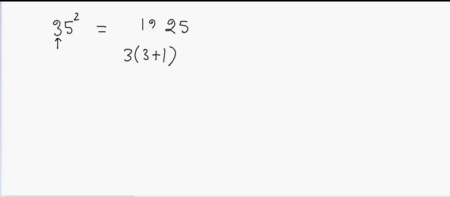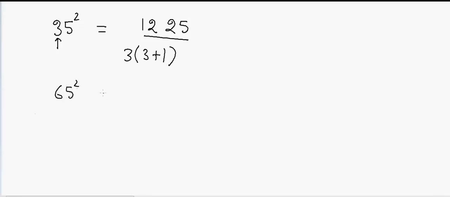calculator. So suppose if I have 35 and I want to square it, then in that case what I have to do is write 25 in the end and then take 3, which is the first digit, and multiply it with its increment. So 3 plus 1 is 4 and 4 into 3 is 12. So the answer is 1225.